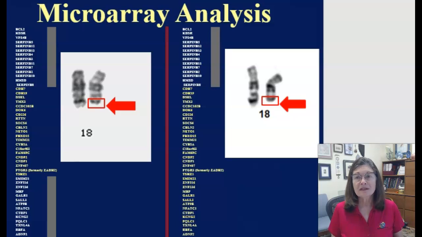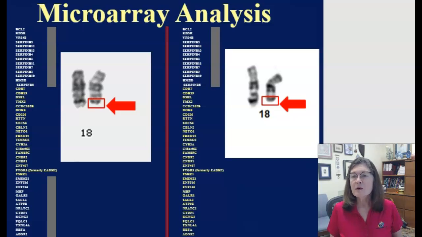The missing genes, the deleted genes where they have 1 copy instead of 2, are shown in yellow. And so the individual on the left does not have a terminal deletion at the end of the long arm of chromosome 18. They have 18q minus, but they have an interstitial deletion. So they're missing those genes sort of toward the end, but not the ones at the very end. Now the individual at the right on the karyotype looks pretty much the same. But you can see that they in fact have a terminal deletion of 18q.